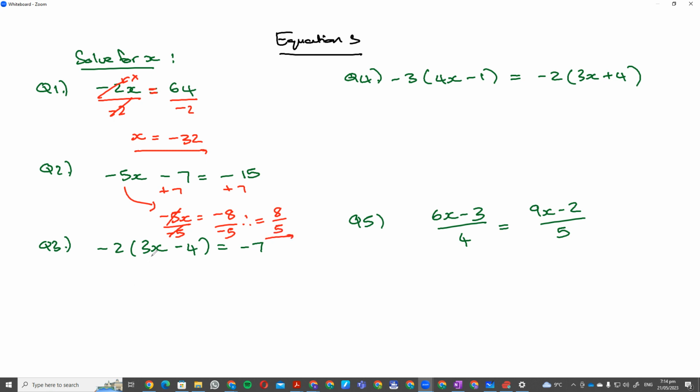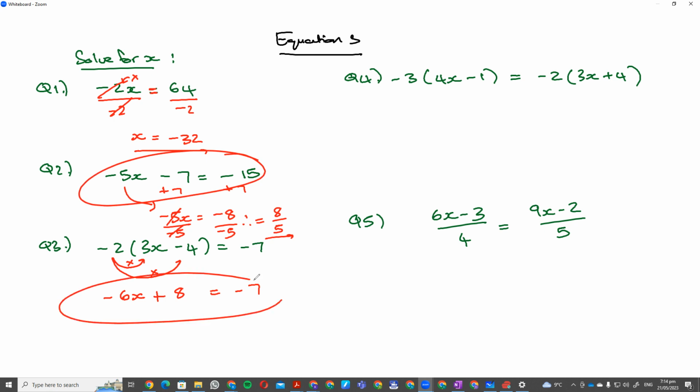For the next one, I need to multiply this bracket out. So negative 2 will multiply by each term inside the bracket. And negative 2 multiplied by 3x is going to get me negative 6x. And negative 2 multiplied by negative 4, and negative times a negative is a positive, and 2 times 4 is 8. This stays as is on the right-hand side of the equation.